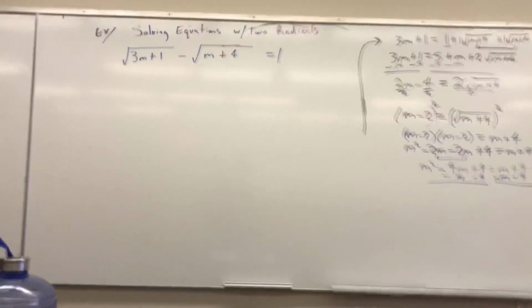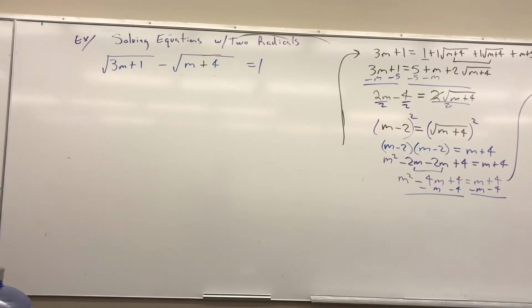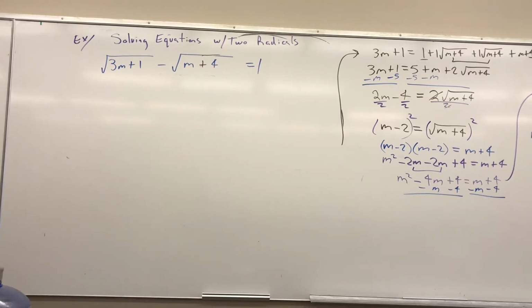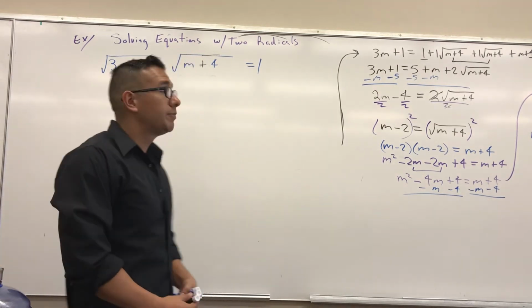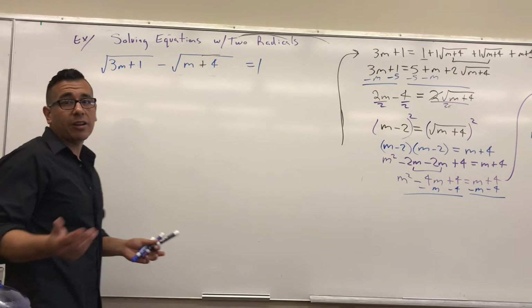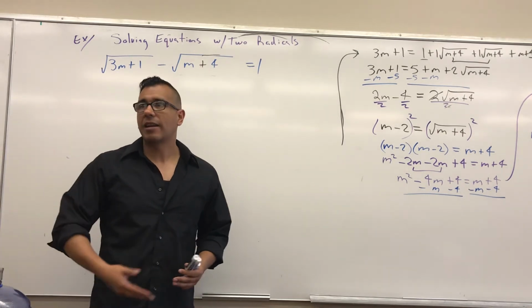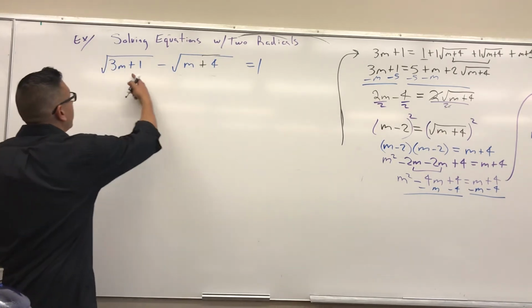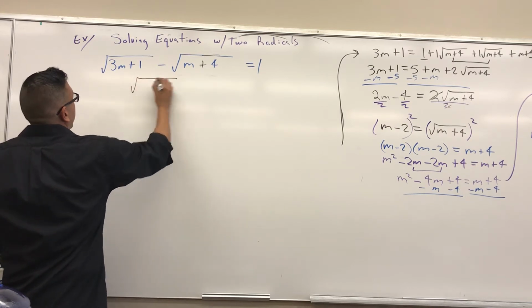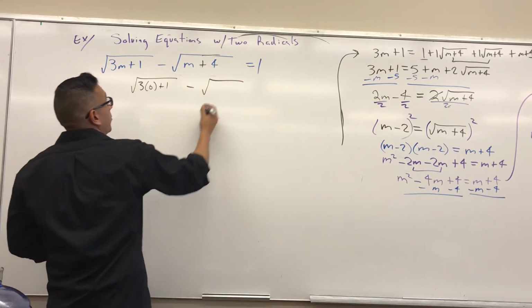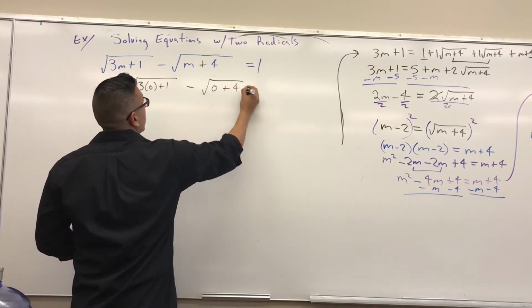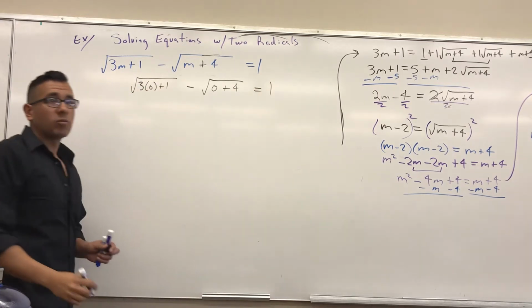All right, so let's look at that original problem. And the first number I'm gonna plug in, I'll just do the one that's not gonna work, is gonna be 0. And you're never gonna know which one's not gonna work. You just gotta do it. So I'm gonna plug in 0. So I get 3 times 0 plus 1 minus the square root of 0 plus 4 equals 1.